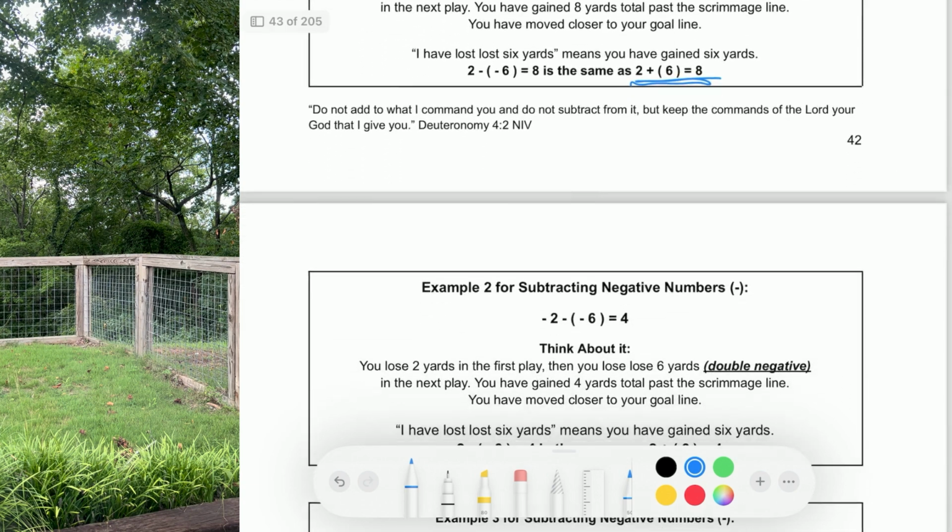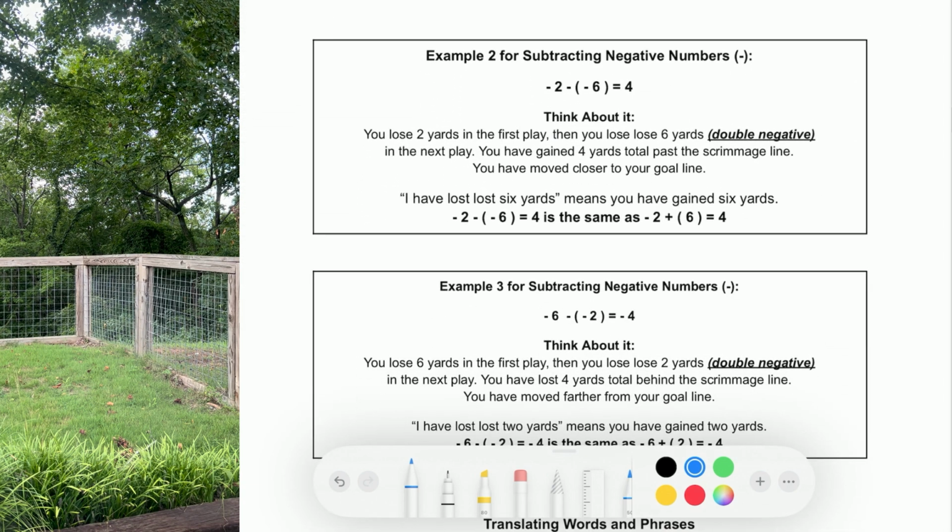Example 2. Well, what if we have negative 2 minus negative 6 equals 4? You lose 2 yards in the first play. Then you lose 6 yards, double negative, in the next play, which means you really gained 6 yards. You have gained a total of 4 yards total past the scrimmage line. You have moved closer to your goal line. I have lost 6 yards means you have gained 6 yards. So negative 2 minus negative 6 equals 4 is in fact the same as negative 2 plus 6 equals 4.